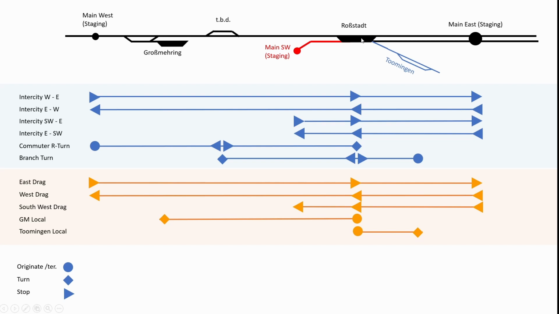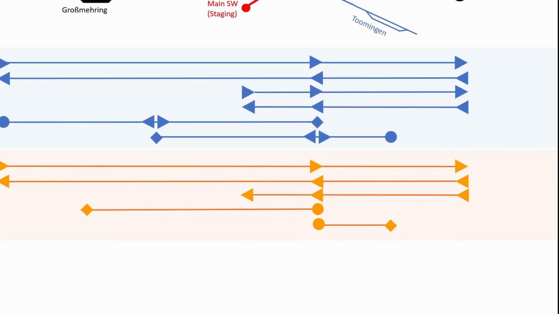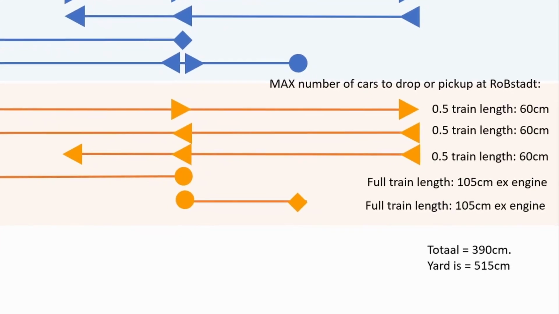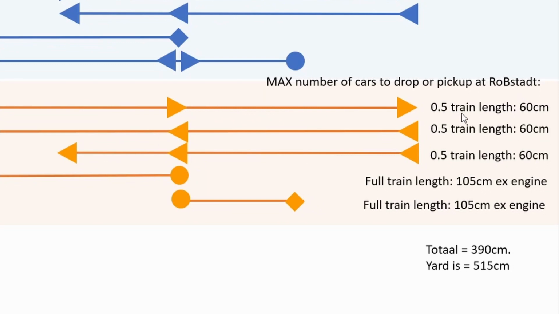And you don't want them to drop all the cars off and pick up a whole new train. It doesn't work like that. They're going to be picking up and then dropping off, let's say, a maximum of half a train length. Maximum train length is 1.20 meters for the freight trains, so they'll pick up a maximum half length, which is 60 centimeters. So this train can, in some cases, need 60 centimeters of yard capacity to pick up and/or drop off half a train length.